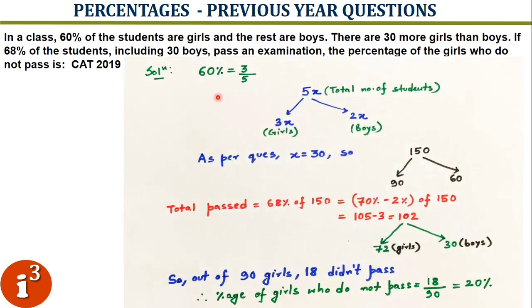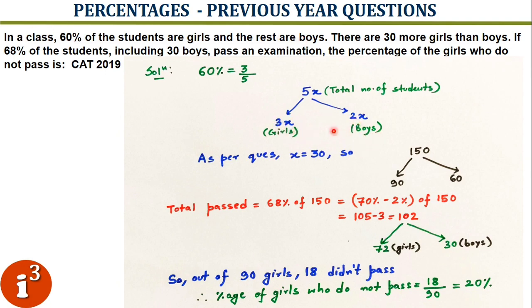In these type of problems, if it is given that 60% of the students are girls and the rest are boys, rather than assuming 0.6, 0.4, you know that 60% is 3 by 5. 1 by 5 is 20%, so 3 by 5 is 60%. From this, you can take the total number of students to be 5x. From this, 60% means 3x are girls and 2x are boys. So I hope this is clear. From 5x, 3x are girls, 60%, and 2x boys, 40%. It is given in the question.